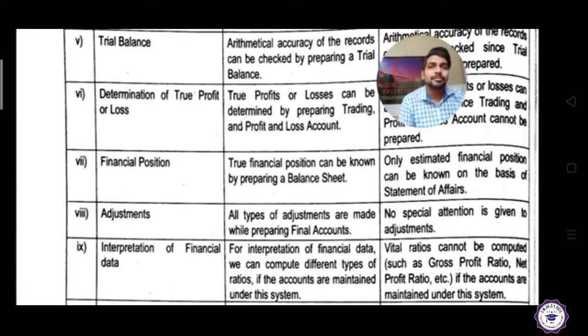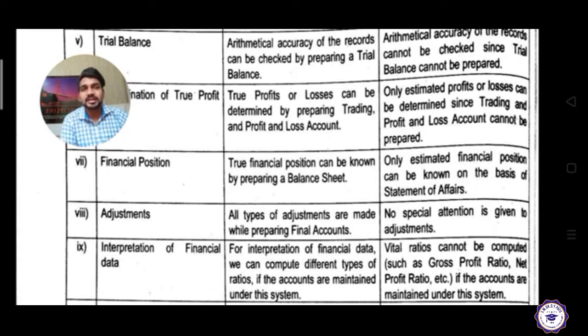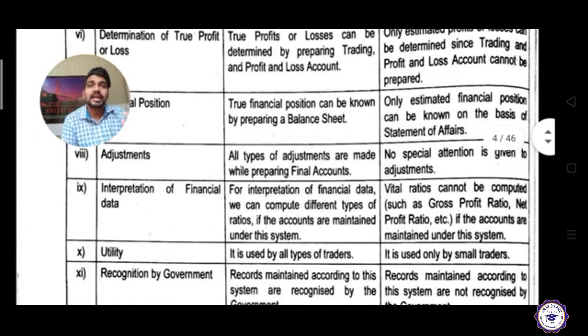So to ascertain the financial position under double entry system, true financial positions can be known by preparing a balance sheet. But under the single entry system, only estimated financial positions can be known on the basis of statement of affairs. Students, now under the double entry system, all the types of adjustments are made while preparing final accounts. But in single entry system, no special attention is given to the adjustments.